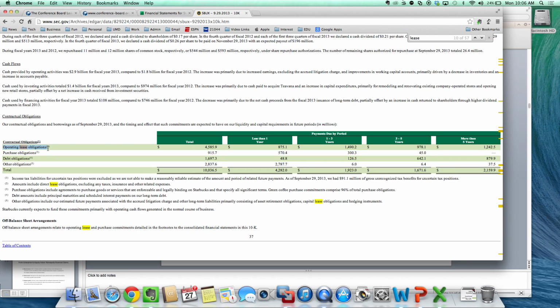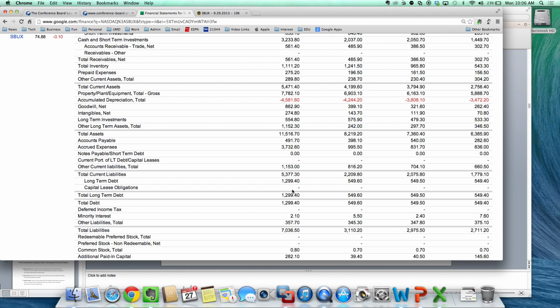Operating lease obligations. $4,585.9 million. So these are non-cancelable operating leases. $4.5 billion. If you looked at the statements of Starbucks, they have no capital lease obligations. They just have long-term debt of $1.3 billion, but they have real debt closer to $6 billion because they hid $4.5 billion from unsuspecting investors.